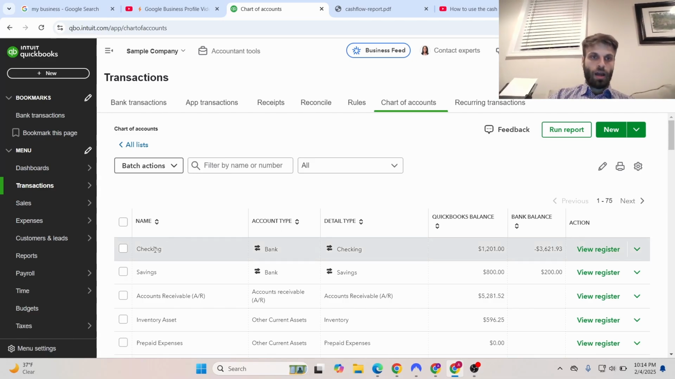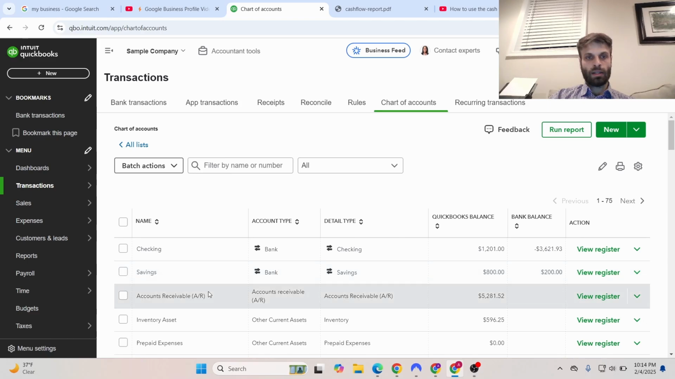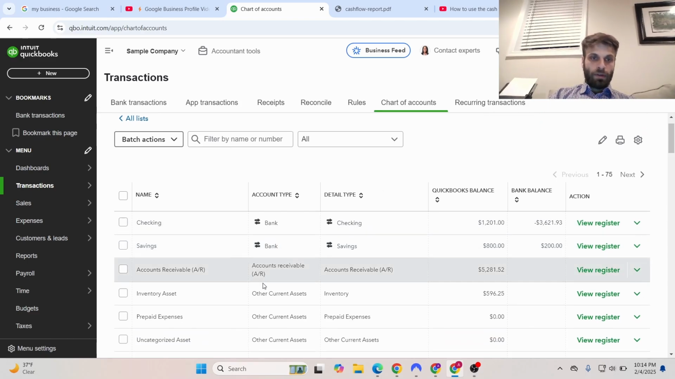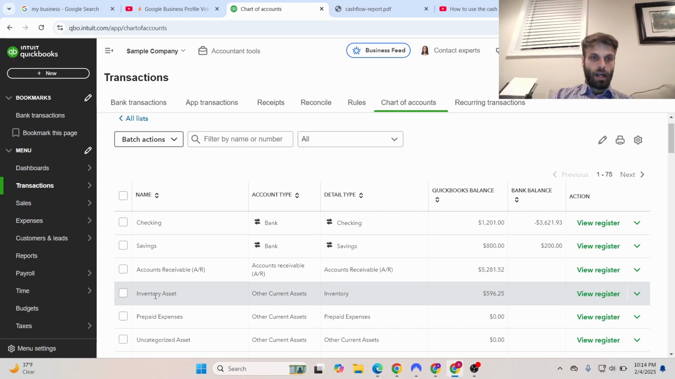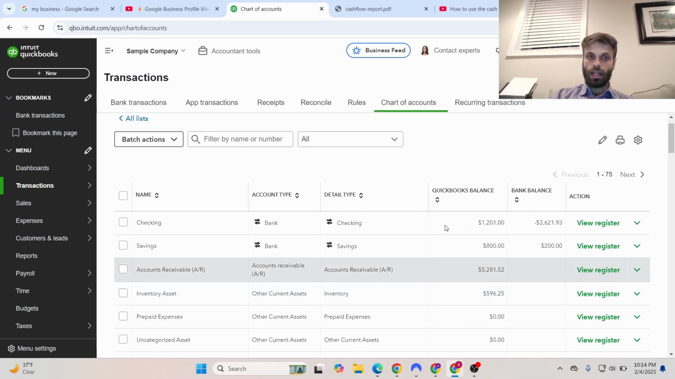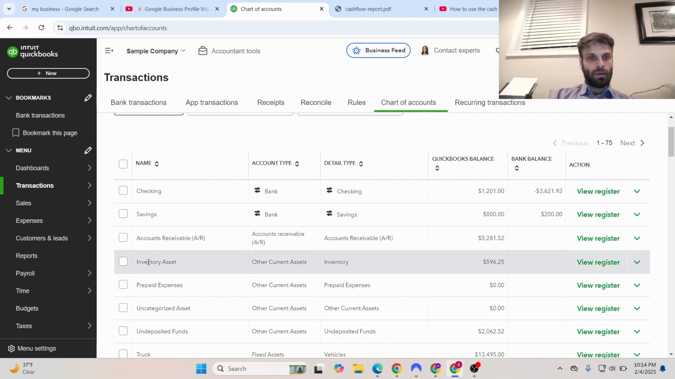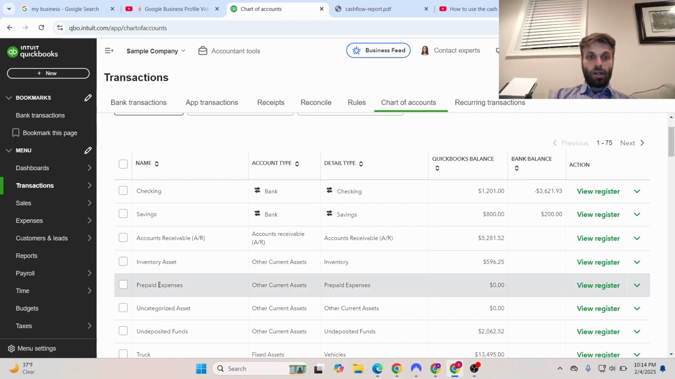So for instance, we have checking, savings, accounts receivable, inventory assets. So anything that we plan to sell would be considered inventory if you are a business that sells physical products. Prepaid expenses is something that, if you're paying rent ahead of time, so if you're paying for next month's rent as well, that's considered an asset.